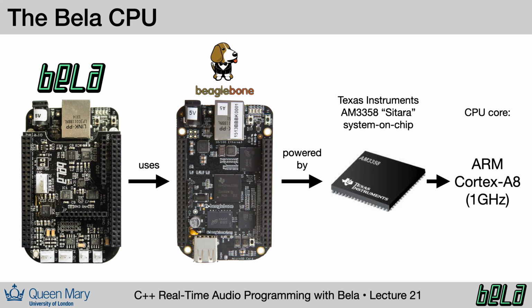In this lecture series, we've been working on Bela. To understand how to write assembly code for Bela, we need to understand what it's based on. Bela uses the BeagleBone Black single-board computer, which in turn is based on a system-on-chip from Texas Instruments. That system-on-chip uses an ARM Cortex-A8 processor running at 1 GHz. Our assembly language code needs to be targeted to this ARM processor.